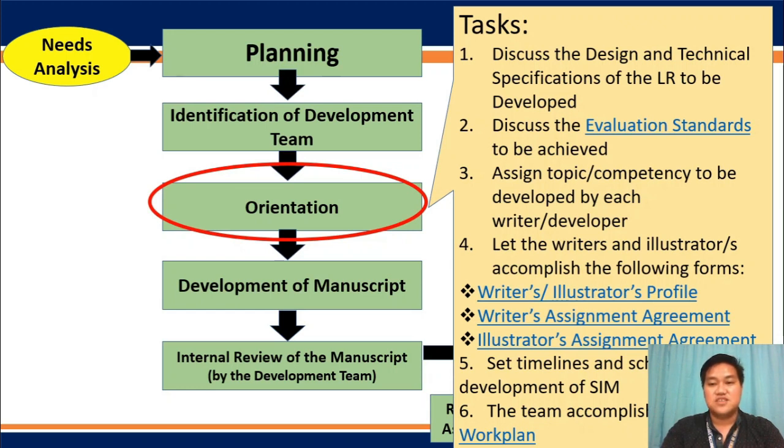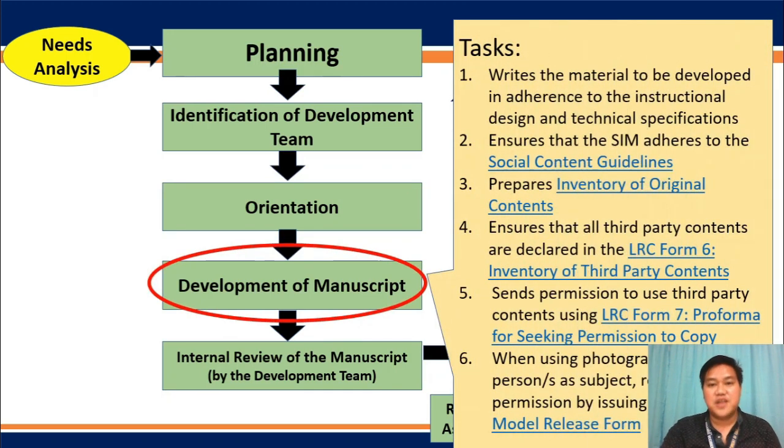Then, writers shall accomplish the following: the writer's and illustrator's profile, the writer's assignment agreement, the illustrator's assignment agreement. Then, we will set timelines and schedules in the development. Then, the whole team will accomplish the team work plan. Then, we have the development of manuscript. In the development of manuscript, writers are tasked to write the material to be developed in adherence to the instructional design and technical specifications. Then, it is very important that the material adheres to the social content guidelines.